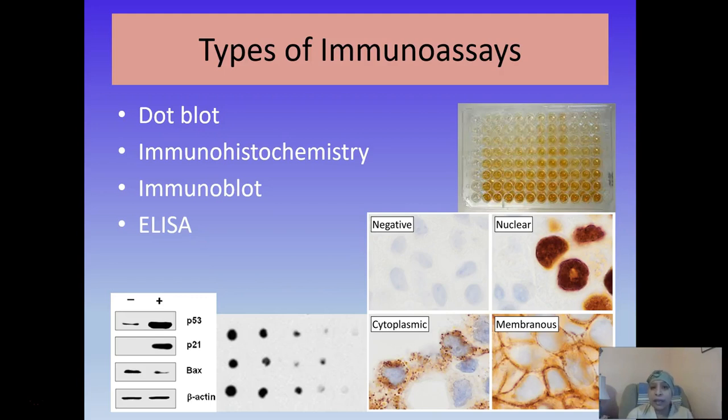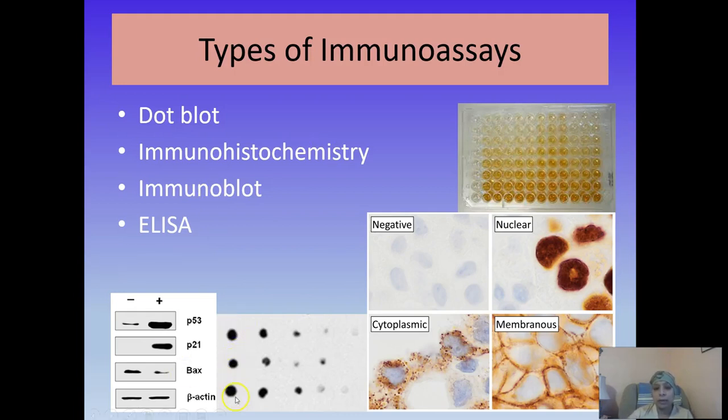So there are several different types of immunoassays that can be performed. Some of them are blot methods, and some do not require any type of separation or blotting as part of their procedure. The four different ones that I'm going to quickly talk about are dot blot, immunohistochemistry, Immunoblot, and ELISAs.